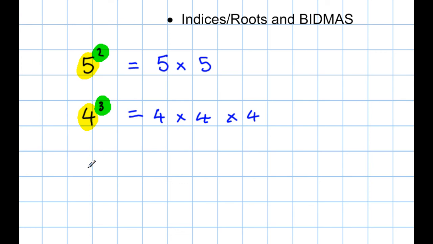So I'm sure you can work out what 7 to the power of, or let's say 5 is. 7 to the power 5 means 7 multiplied by itself 5 times. So it's 7 times 7 times 7 times 7 times 7.